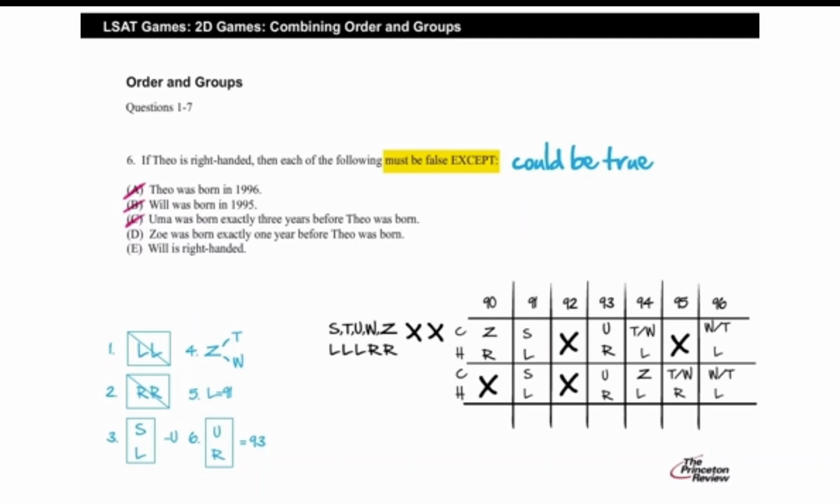Moving on to D. Zoe was born exactly 1 year before Theo was born. Yes, this could be true. In fact, it must be true with Theo in 95 and Z, as always, in 94. That gives you D as the correct answer.